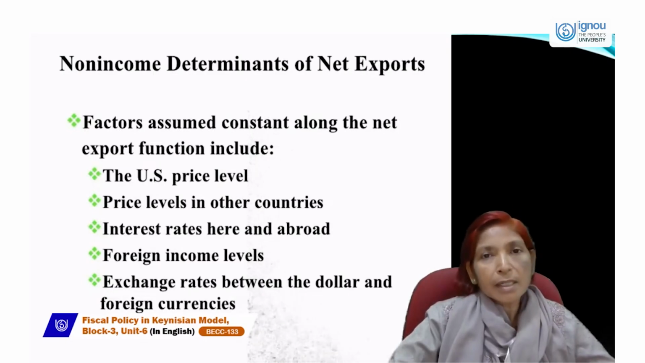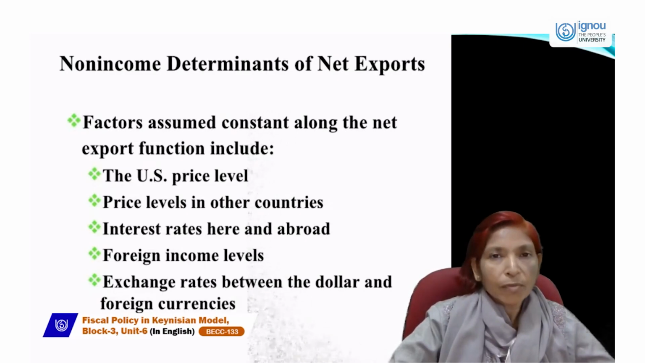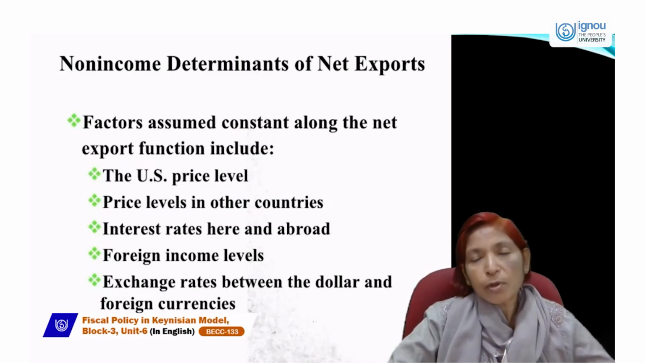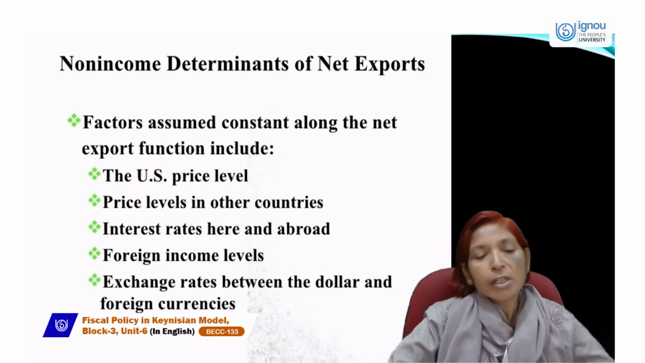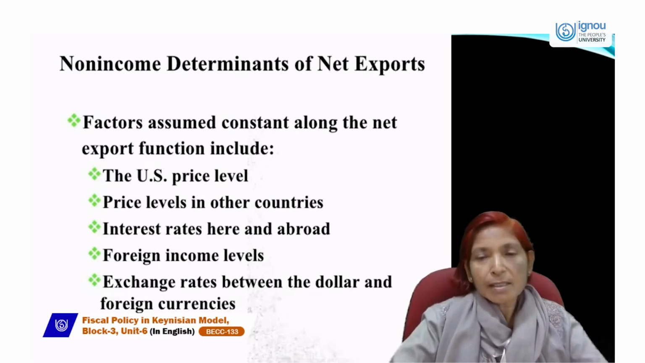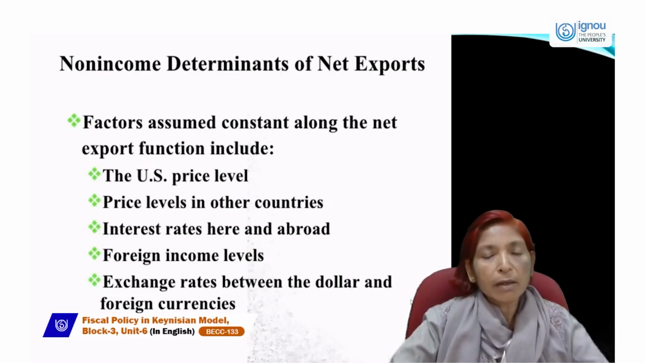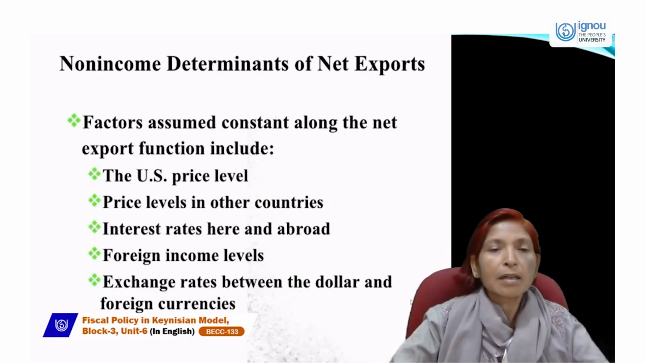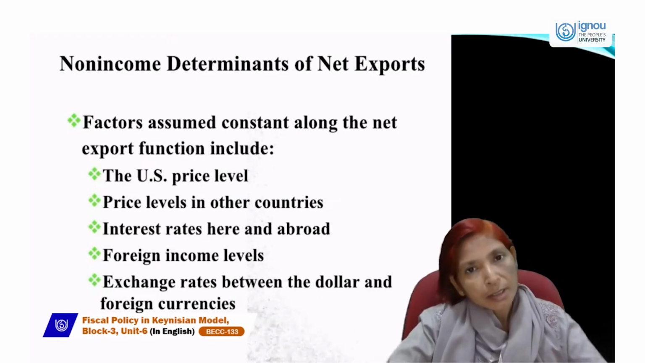And if our currency depreciates in terms of the dollar, in this case our country's product will become cheaper than the rest of the world's product. Our exports will rise and imports will fall, and the net export curve will shift rightward. So the exchange rate also affects the net export function. And all these are the main determinant factors, and the main causes of shift in the net export function.